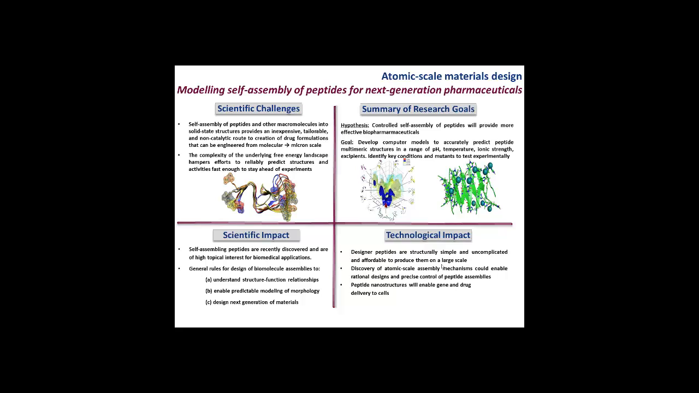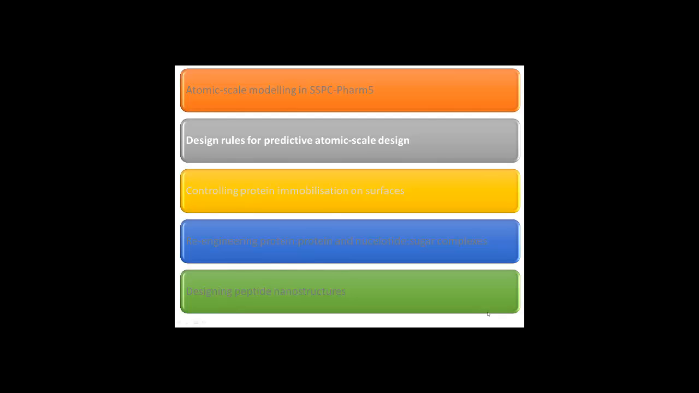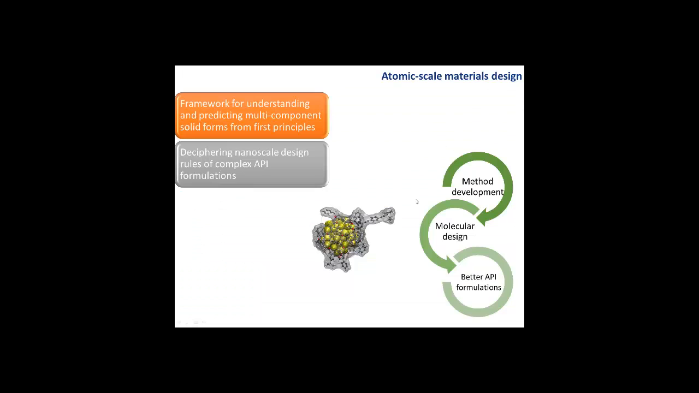And yeah, if we get it right, then these peptide nanostructures can enable gene and drug delivery to specific sites in the body. So real smart pharmaceuticals. So then how do we do it? How do we use high performance computing? How do we use computational chemistry, computational physics to design better drugs using more complex APIs? So this was the first half of the talk, and this is all going to be the second half of the talk.